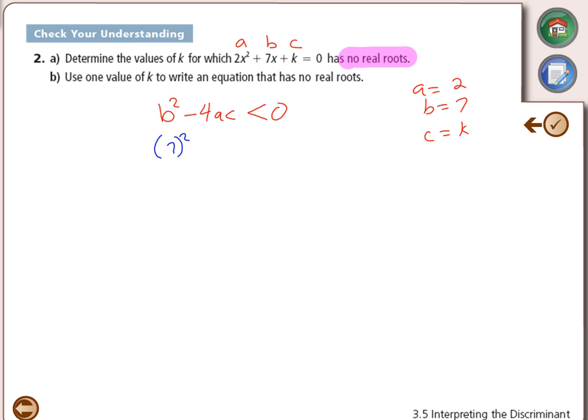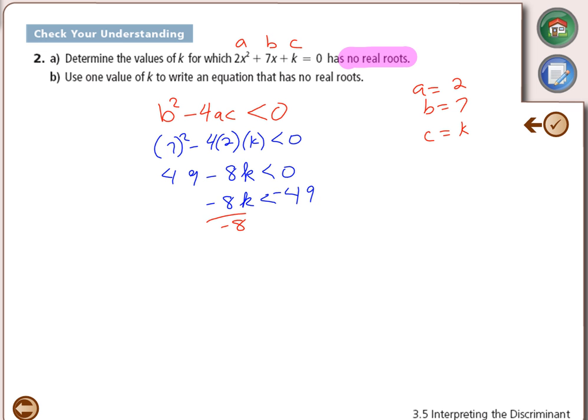7 squared minus 4 times 2 times K, less than 0. We get 49 minus 8K, less than 0. Let's subtract over our 49. Negative 8K is less than negative 49.